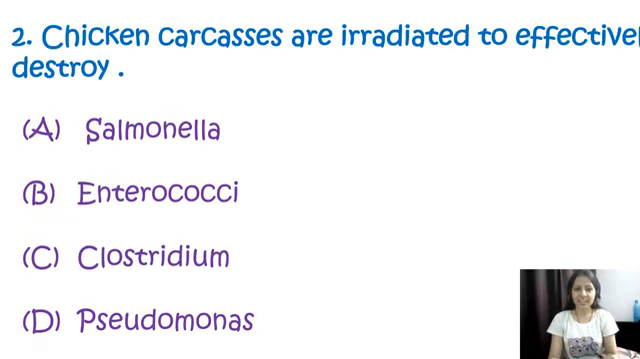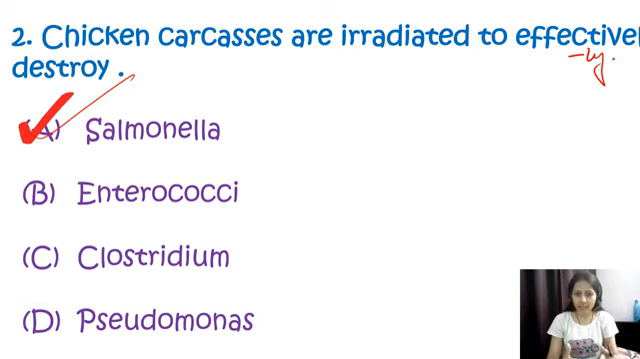Question number 2. The chicken carcasses are irradiated to effectively destroy. So options are Salmonella, Enterococci, Clostridium or Pseudomonas. So over here my correct option will be A, that is Salmonella. So this irradiation was found to be effective in destroying the Salmonella species in chilled broiler carcasses, that is chicken carcasses.